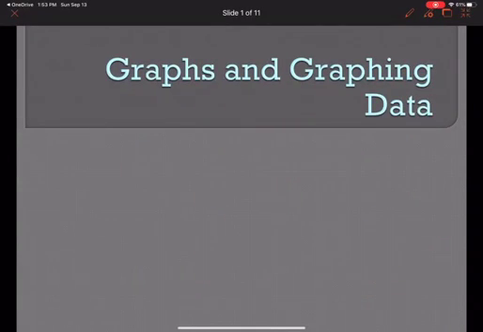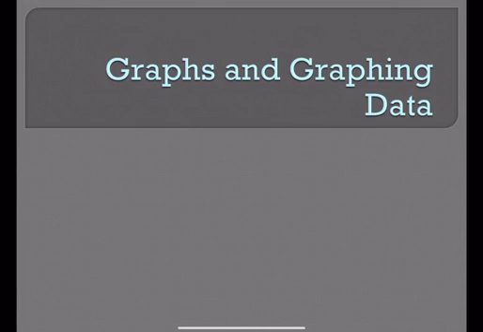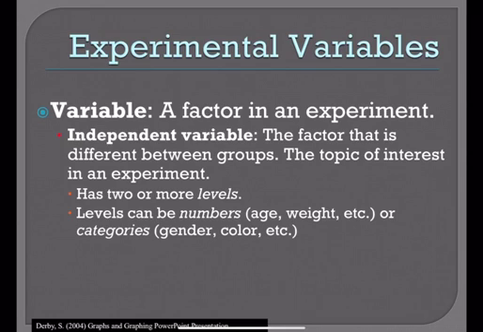Okay, folks, so now we're going to get into graphing our data, which is really important because we want to make it easy for people to understand what we've done. So again, a variable is simply a factor in an experiment. The independent variable is the factor that is different between the two groups.